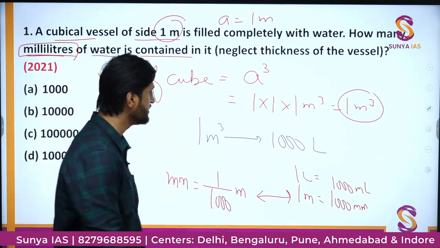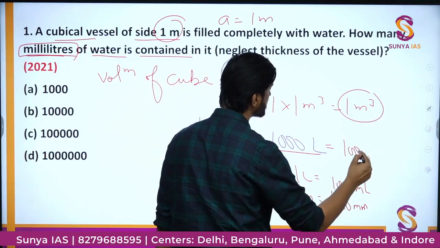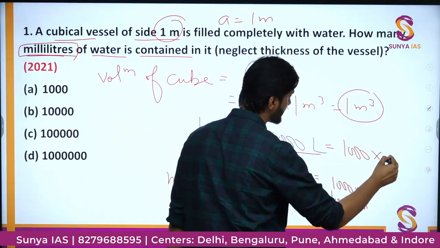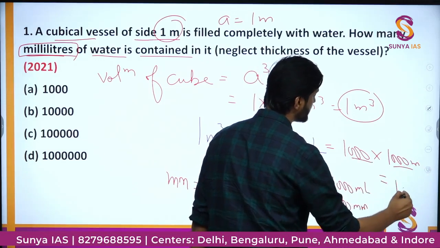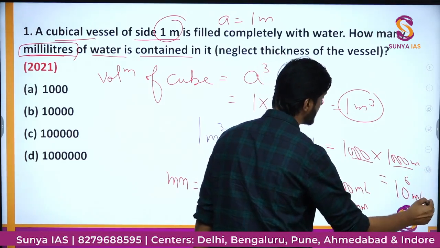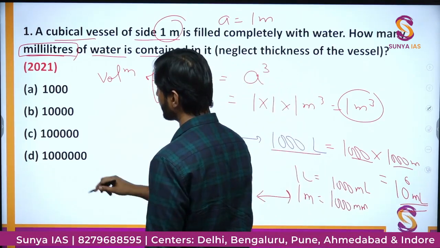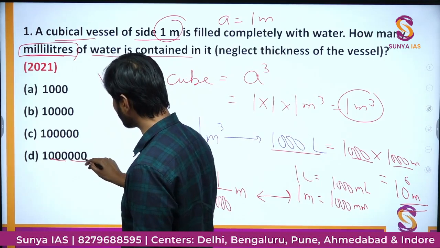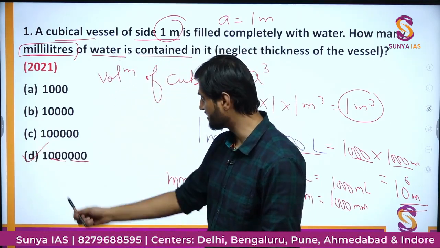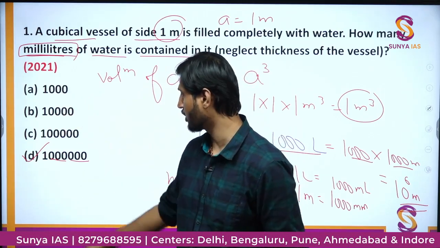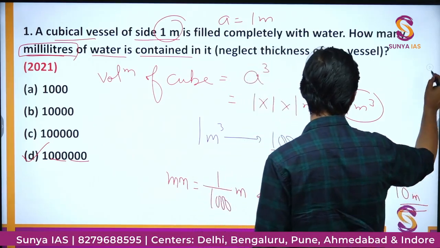So you can write 1000 liters, and 1 liter is nothing but 1000 ml. Overall we will have 1000 into 1000, 10 to the power 6 milliliters, and that would be the final answer. That is 1, 2, 3, 4, 5, 6. Option number D would be the correct option in this case. Please be aware of the number of zeros. So it was a pretty easy question just based on units.